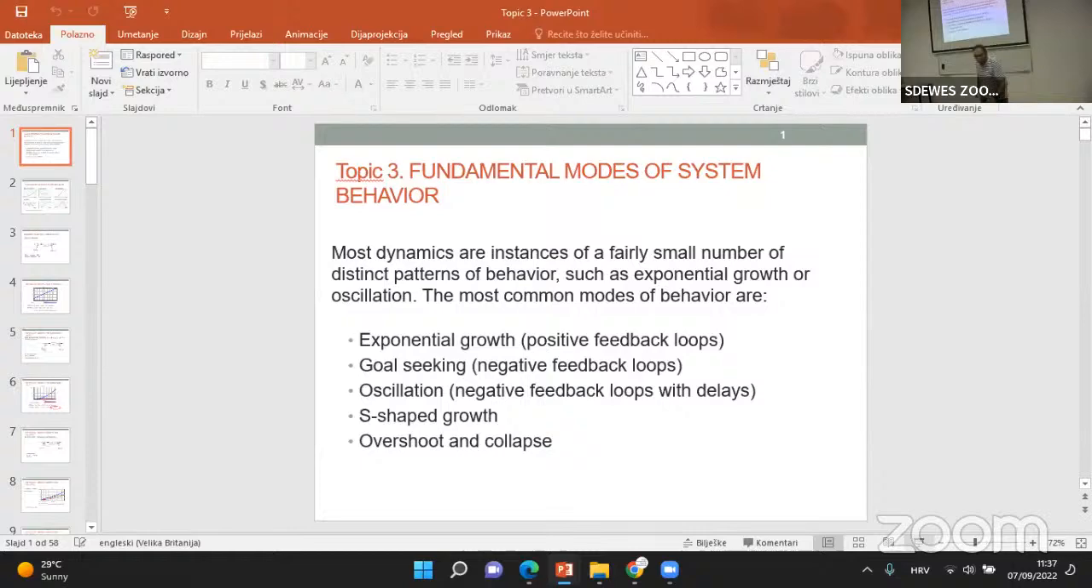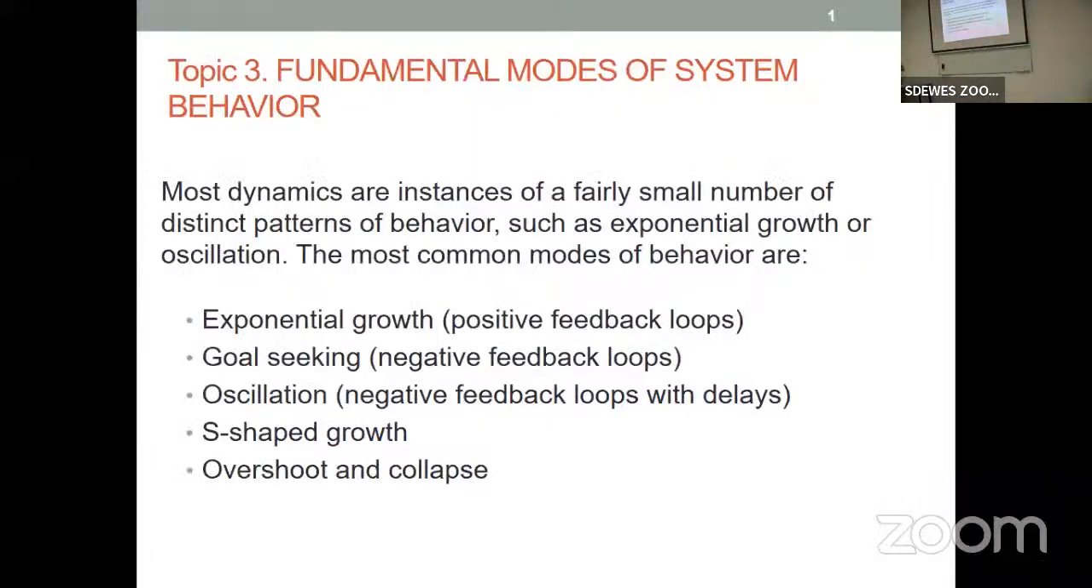Okay, I'm going to be quick in this part also. Most of the dynamics show a fairly small number of distinct patterns of behavior. That means that most of the systems have similar behavior. The behavior is the way they move, they evolve through time, independently of whether they are a physical system, economic system, social system, any kind of system. So these common behaviors of variables are very interesting to study in order to understand what is happening and in order to model them.